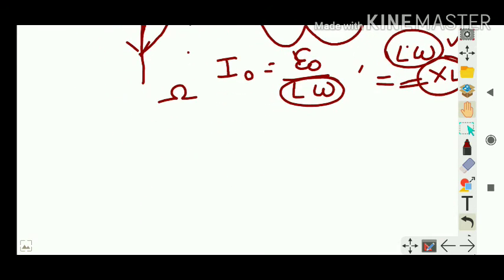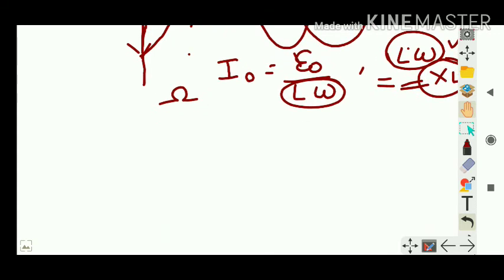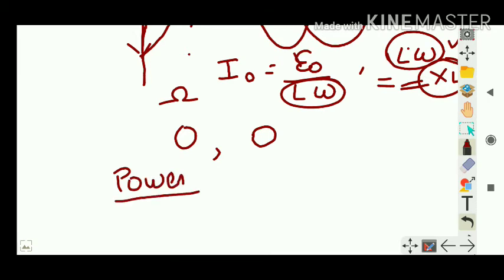Now let's move on. What is the average current over a complete cycle? It is 0, just like the previous case. Similarly, what is the average voltage for a complete cycle? It will be 0. Then, the next topic which we have to deal with is power, just like in the case of resistance, the power associated with an inductor. So how would you move?